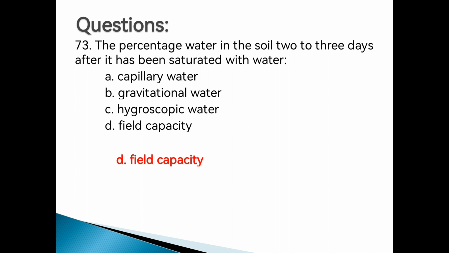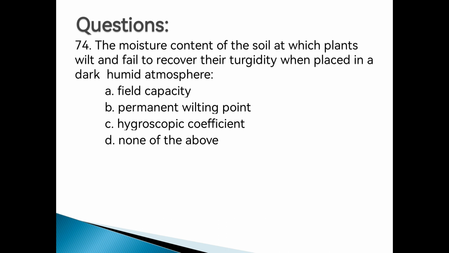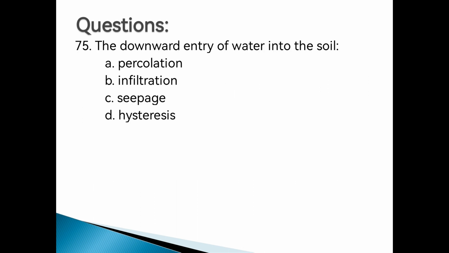Number 74. The moisture content of the soil at which plants wilt and fail to recover their turgidity when placed in a dark, humid atmosphere: A. Field capacity, B. Permanent wilting point, C. Hygroscopic coefficient, D. None of the above. The correct answer is B. Permanent wilting point.